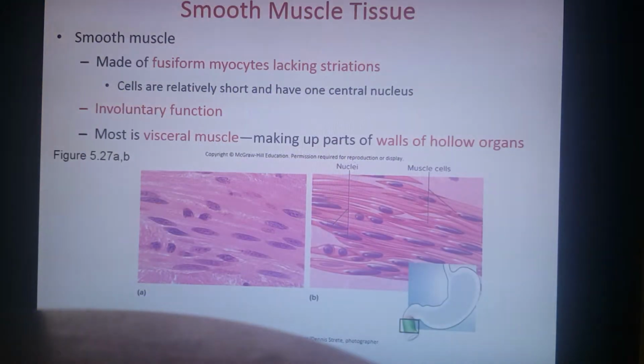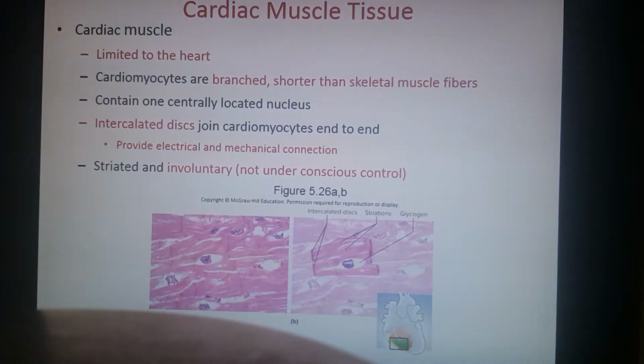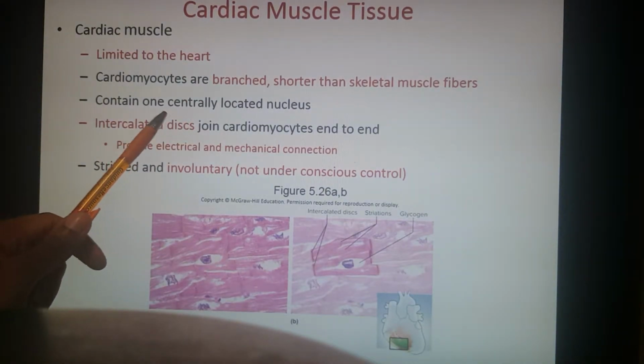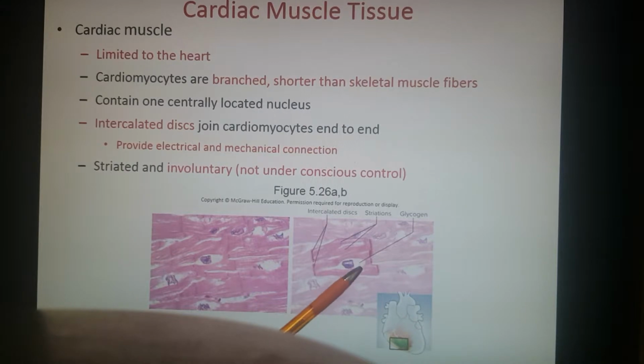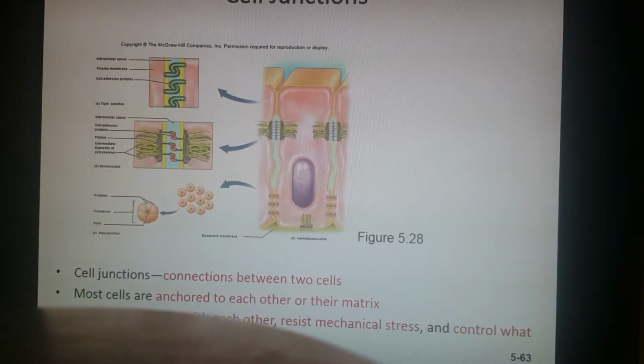Forgot to mention about the cardiac muscle. So again, centrally located nucleus. And here in this little white portion around it is glycogen storage. So it's a storage of your glucose molecules, making sure your cardiac muscle has the energy it needs at all times so that it can continuously pump.